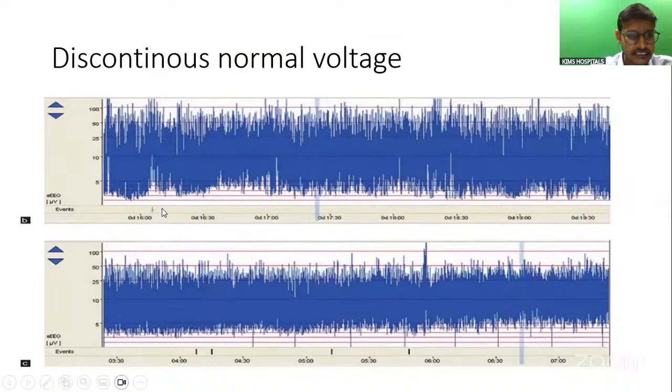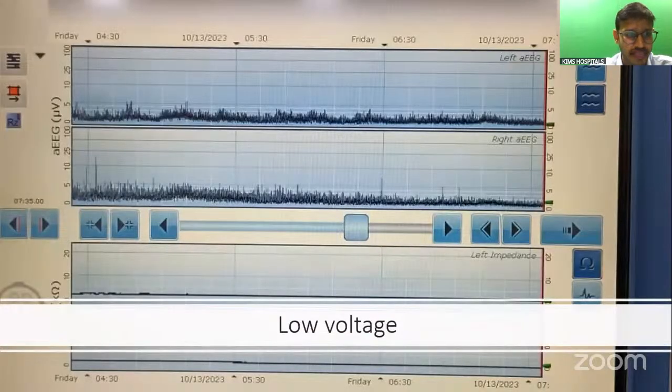If you see this trace, the lower margin is at 5 microvolts and the upper margin is almost between 25 to 50 and also going up to 100. So this is a discontinuous normal voltage and there is no sinusoidal pattern, so there is absent sleep-wake cycle and not very evident seizure activity. Here in this trace, the lower margin is around 0 and the upper margin is just below 5 microvolts. So this is a low voltage activity. Obviously, there is no sleep-wake cycle and there are no seizure activities.